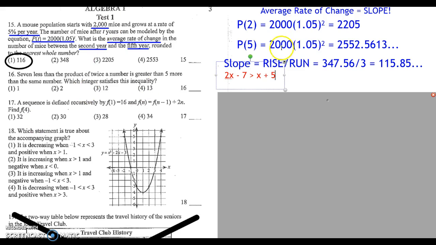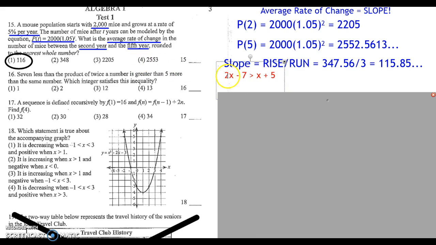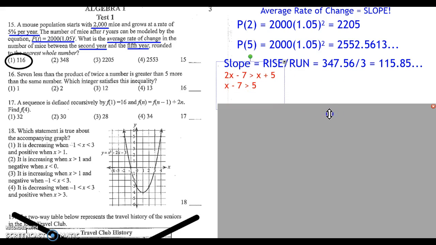Now, in order to solve this, we solve it just like a normal equation, even though it's an inequality. We're going to get all the x's to one side, so we'll subtract x from both sides. I'm not going to show that intermediate step, but I will show the work. Stand by here. Next step here is to, as I said, subtract x from both sides. So we get x minus 7 is greater than 5. We're going to move the 7 to the other side, so we'll add 7 to both sides. We'll get x is greater than 12.